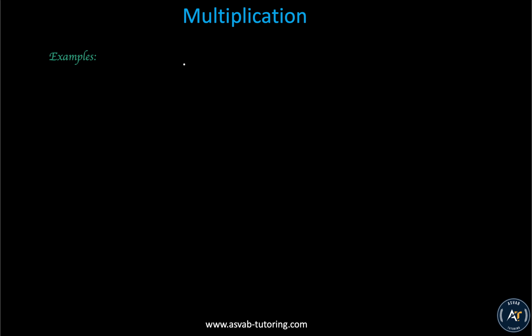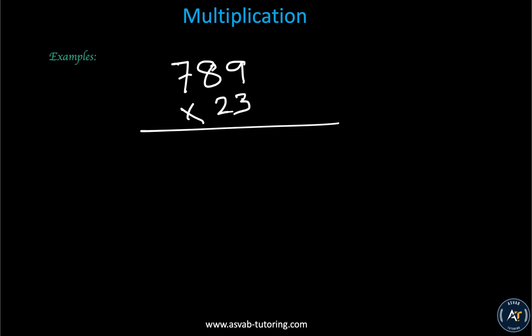You have 789 times 23. So let's multiply. 9 times 3 is 27, 7, carry 2. 8 times 3 is 24. 24 plus 2 is 26, 6, carry 2. 3 times 7 is 21 plus 2 is 23, right?